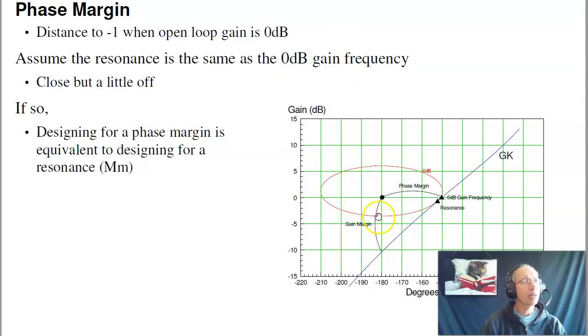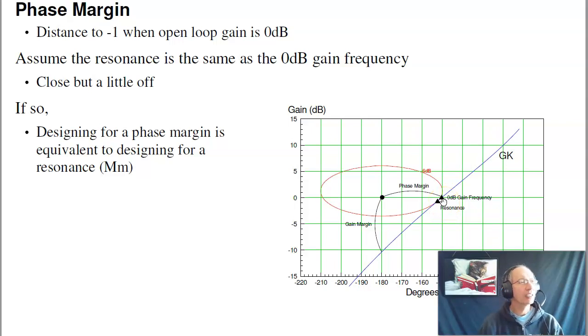Now the observation is that the gain margin doesn't really tell me much. It tells me I'm stable, but this point is so far away from the resonance, it doesn't really help. On the other hand, if I look at this point right here, when the open loop gain is 0 dB, how far away am I from 180 degrees? That's almost the same thing as the resonance, and that's not true for all systems, but for most systems, these 2 points are very close. So a reasonable approximation would be to say, let's assume my resonance is right here, when the open loop gain is 0 dB.